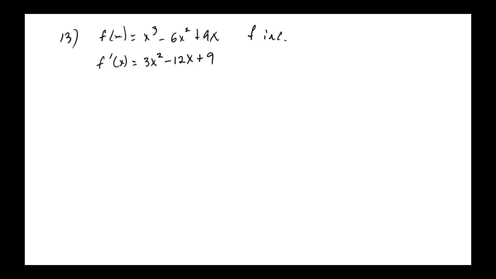So first let's find the critical points. Set this equal to 0. If you can't subtract 9, pull out a 3. Factor out the 3, and that leaves you with x squared minus 4x plus 3. Since it's equal to 0, you can divide out the 3 and you're through with it. Okay, next.